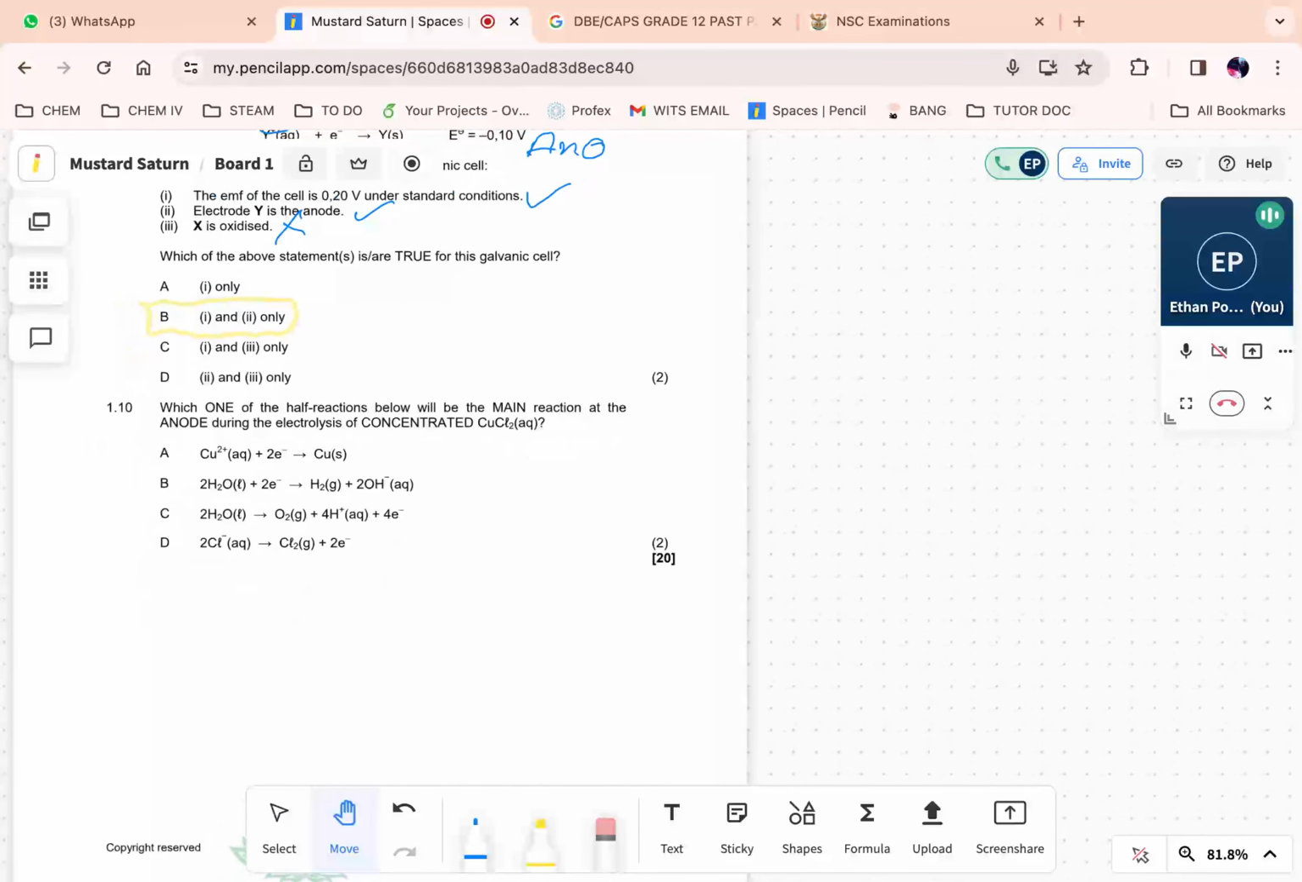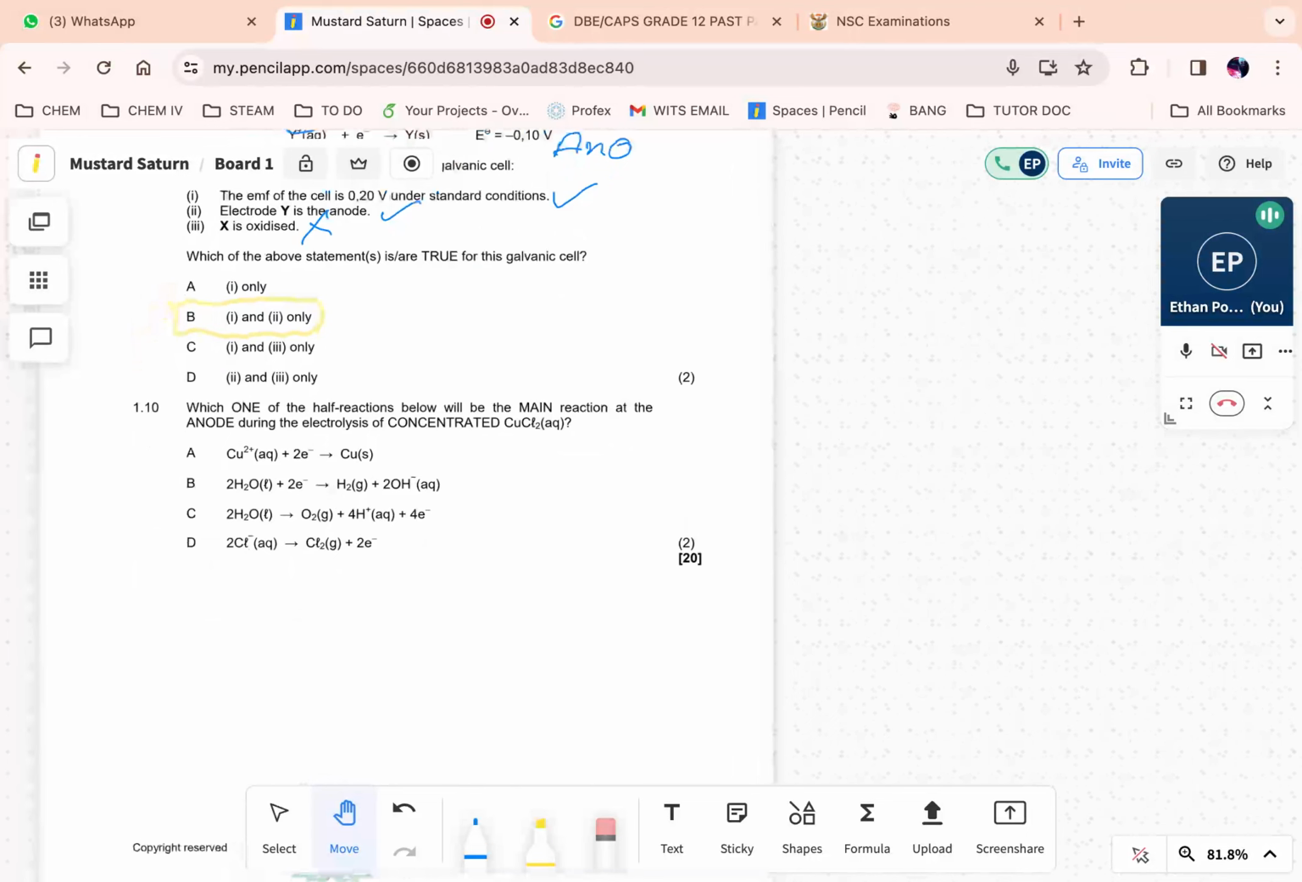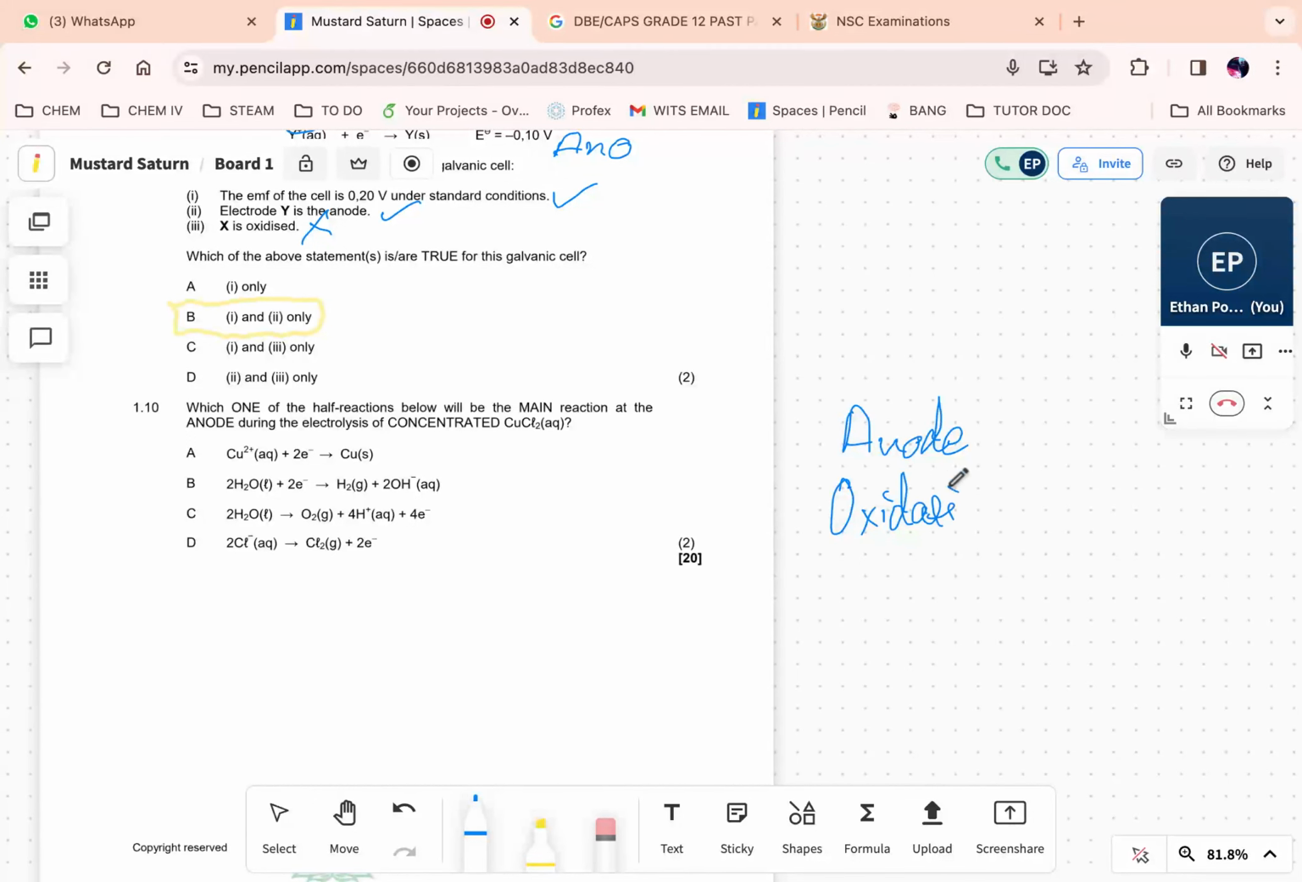Okay. Moving on to the last question in the multiple choice section. Which one of the following half reactions will be the main reaction at the anode during the electrolysis of concentrated copper chloride? So what happens at the anode? The anode is usually oxidation. Oxidation is the loss of electrons. There's a nice little acronym to remember this, which is OIL RIG.